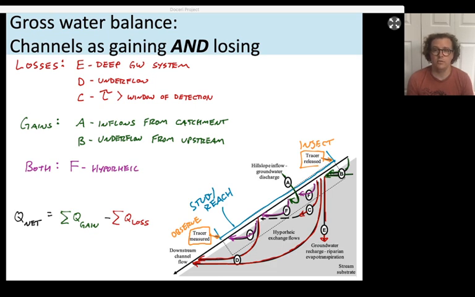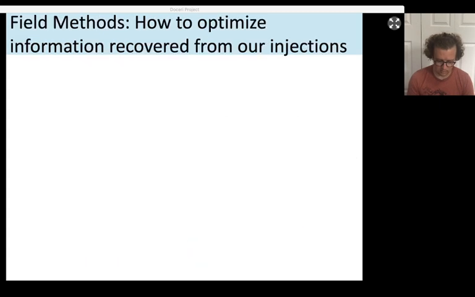We can do better than just the net change. And so that's what we're going to set out to do. All right, let's actually quantify the sum of the gains, gross gains, and the sum of the losses, which we call gross losses. And those can be related to that initial net gaining or net losing assessment. So let's look at how this actually plays out. First, let's talk field methods.